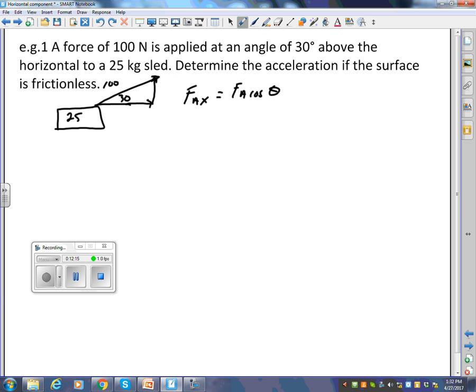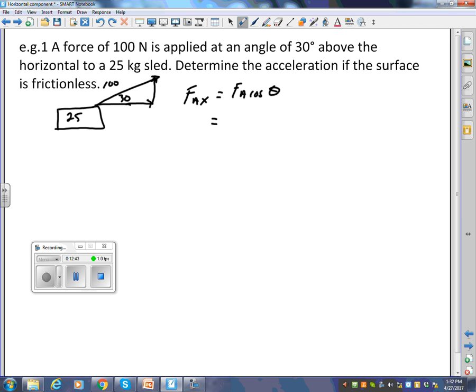Because on the rare occasion, if the angle is really steep, sometimes they give you the angle from the vertical. But as long as it's 30 degrees above the horizontal, then yeah, it's going to be cosine. But 99% of the time, don't worry about it. So in other words, FAX is FA cos theta.